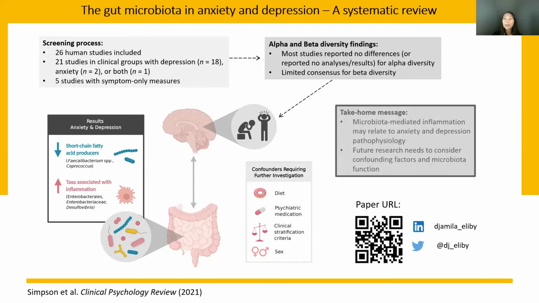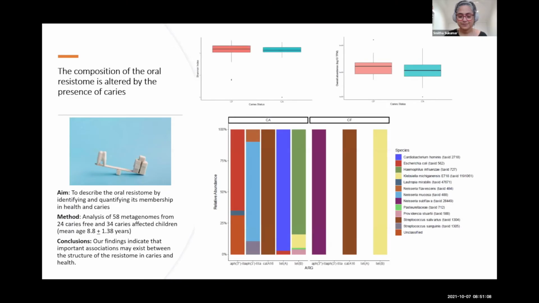The microbiota-mediated inflammatory response may contribute to the pathogenesis of anxiety and depression via communication of peripheral inflammation to the brain. However, the influence of confounding factors such as diet and psychotropics need to be more carefully assessed in future research, along with an essential focus on microbiota function. The next research highlight is presented by Smitha Sukumar from the University of Sydney, Australia.